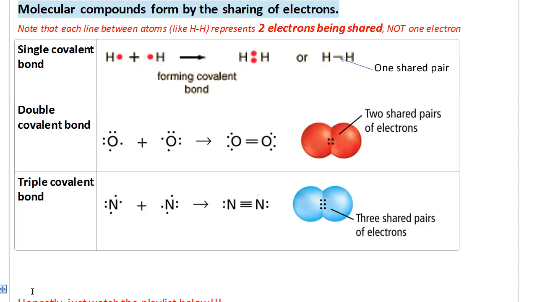I'm going to show you in this video how to draw the Lewis structure of a covalent bond compound, in other words, a molecular compound. When two atoms are bonded together, you can have a single, double, or triple covalent bond. It looks like one dash, that's one pair of electrons, or two dashes, that means two pairs of electrons, or three pairs of electrons, and so forth. Now, how do we know how many dashes and dots to put? Here's how you do it.